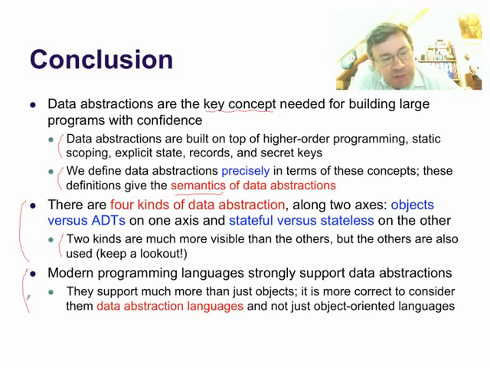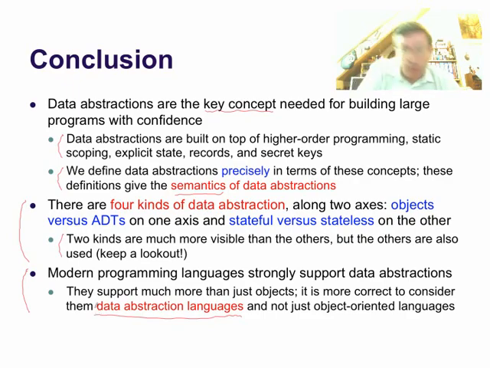A final point is that modern programming languages strongly support data abstractions, much more than just objects. They're called object-oriented programming languages, but that's only focusing on one part of the data abstraction. They would be better called data abstraction languages and not object-oriented languages.